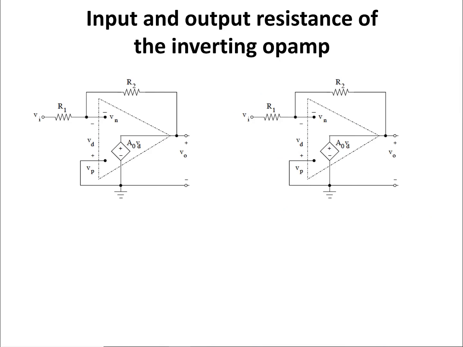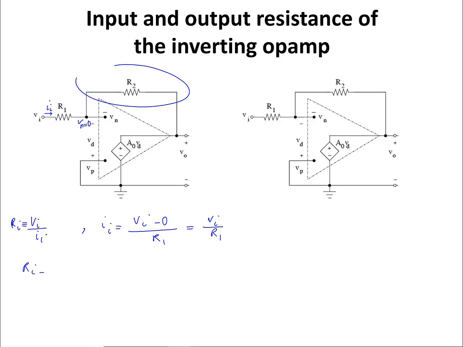Let's quickly take a look at the input and output resistance of this inverting amplifier configuration. Per definition, Ri is defined as Vi over Ii. This is the current that flows through R1. Because I have negative feedback again in here, the output is connected to the inverting terminal of the input through this R2 resistor, and Vp is 0, so Vn is going to be equal to 0. From there, I can write Ii equals Vi minus 0 divided by R1, which is equal to Vi divided by R1. As a result, Ri is going to be equal to R1. So the input resistance of this amplifier circuit is equal to R1. The input resistance of the op-amp itself is infinity, and the input resistance of the total circuit is equal to R1.